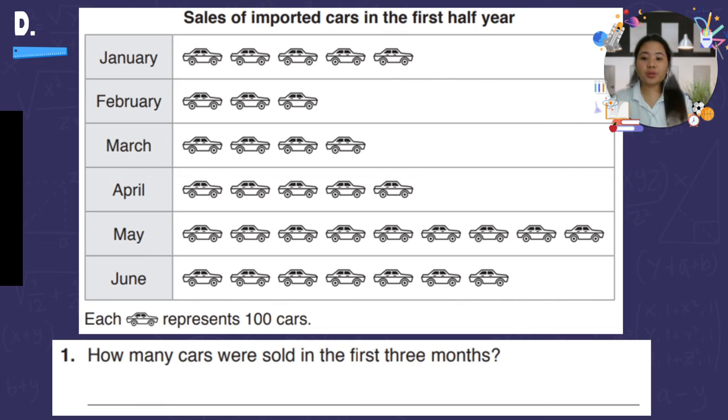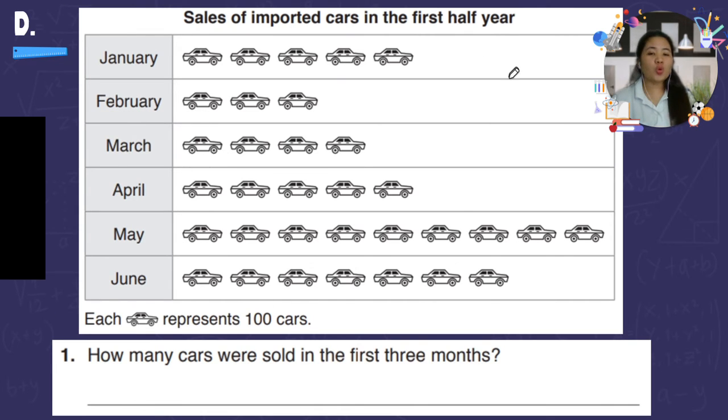Okay, let's answer the question. Number 1. How many cars were sold in the first 3 months? First 3 months, what are those? January, February, and March. So let's count, then multiply by 100. 1, 2, 3, 4, 5, 6, 7, 8, 9, 10, 11, 12. So you multiply that by 100. So 12 times 100.